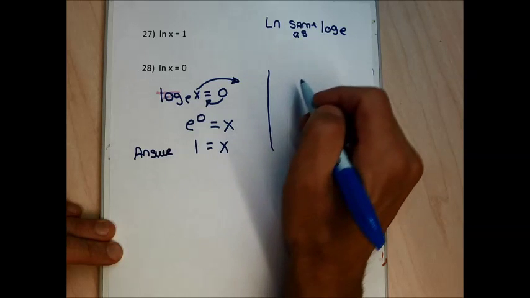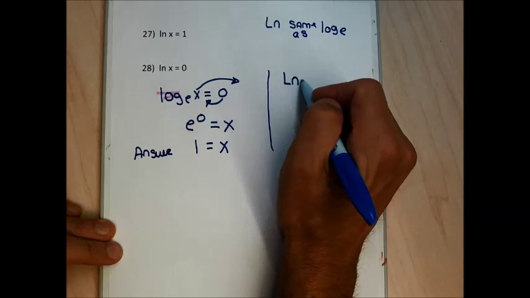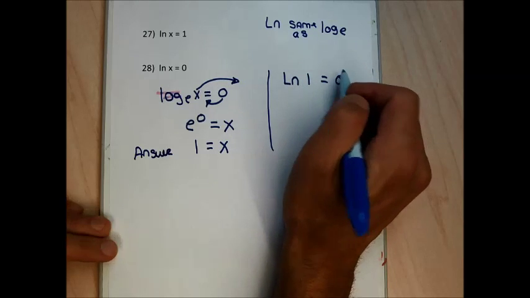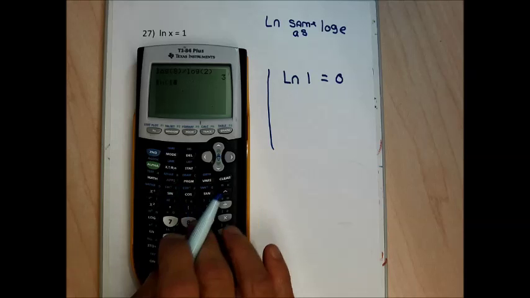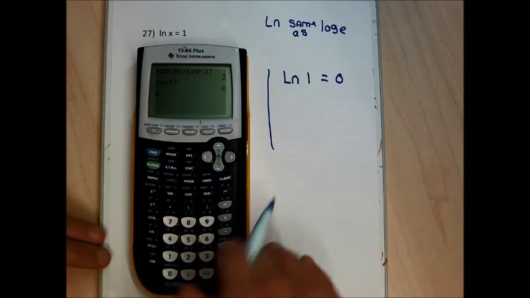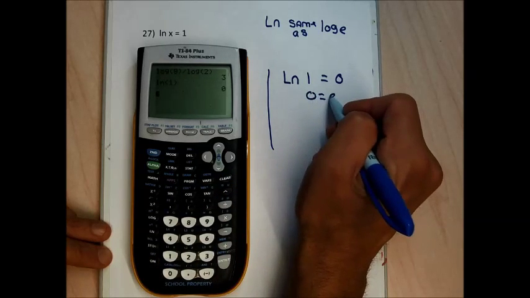When I go to check, I ask, is the ln of 1 equal to 0? That's super easy to do because I just type ln and 1. My calculator forces a parentheses on me, and I get 0 equal to 0 just fine.